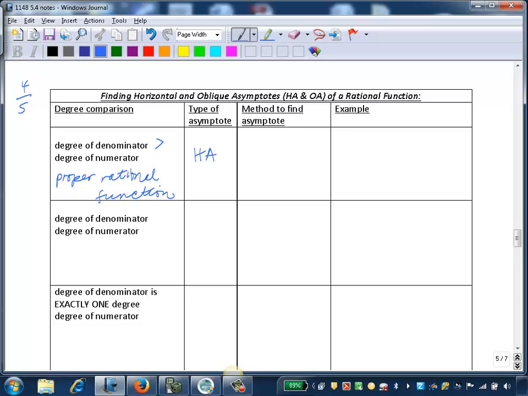In order to find that asymptote, we actually don't have to do any work at all. We just know it will be a horizontal asymptote of y equals 0. So there's no work to do to determine it. So let's look at an example.